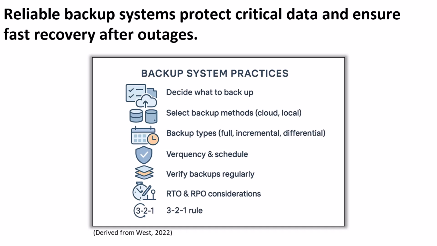Follow the 3-2-1-1 rule: 3 copies, 2 media, 1 offsite, 1 offline, and design backups to meet RTO, or recovery time objectives, and RPO, recovery point objective, goals to make sure your backup design matches your organization's tolerance for downtime and data loss. Putting it all together, proactive monitoring and planning keep networks reliable and resilient.